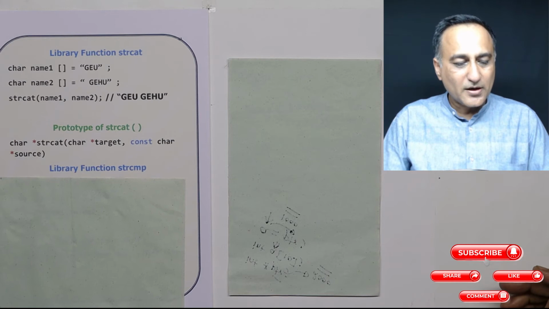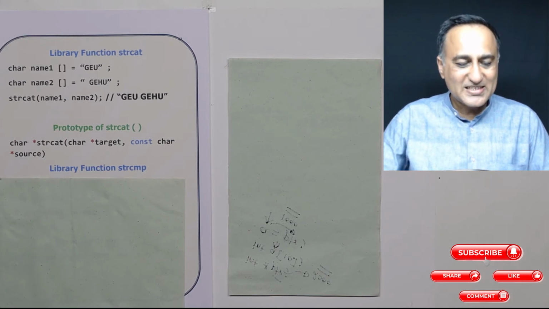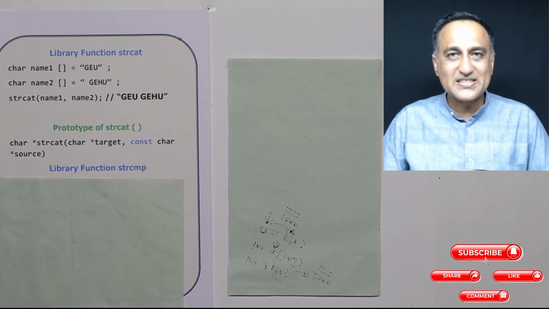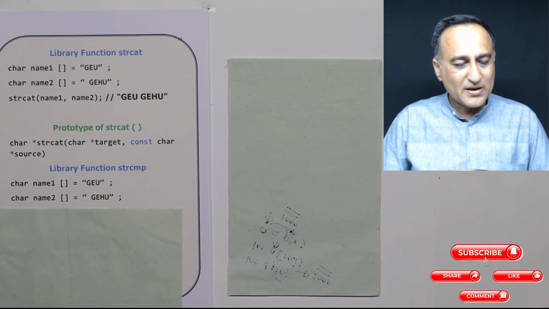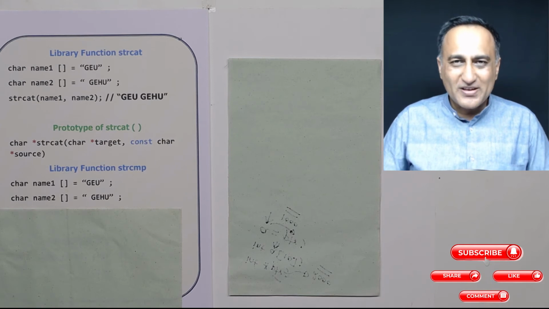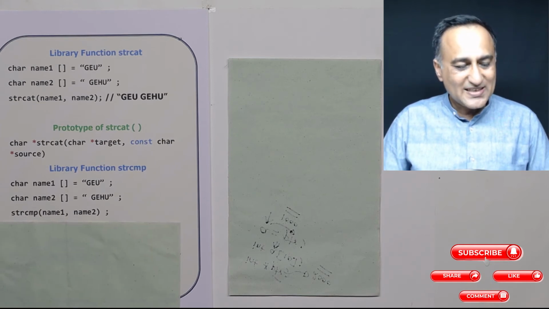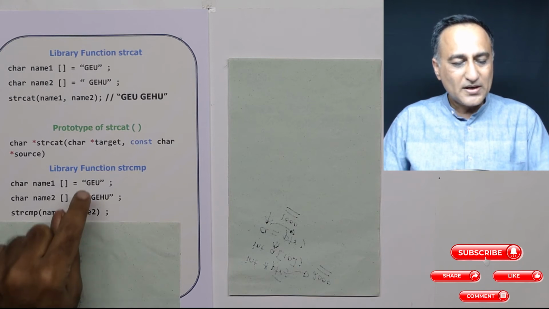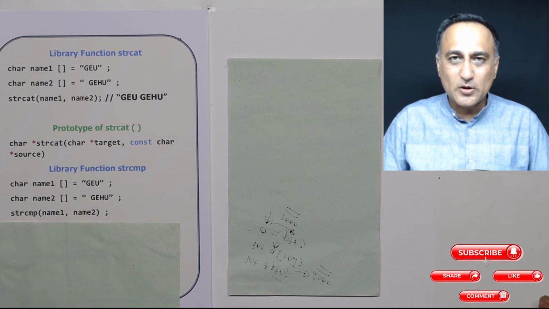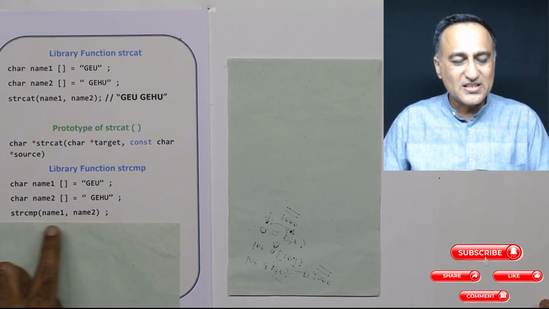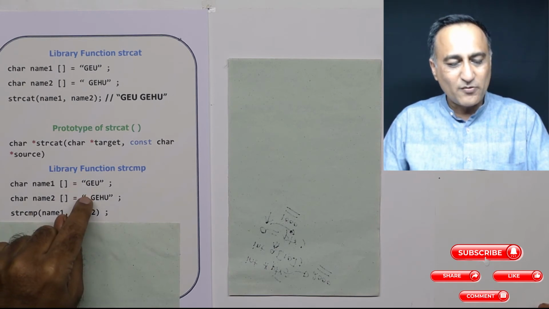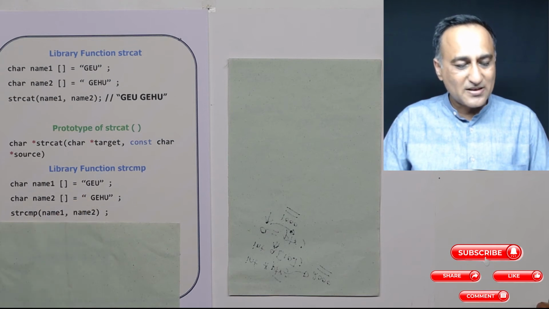Now let's continue to take a look at one more library function, strcmp. If you want to compare two strings, the library function you will use is strcmp. So let's say name1 is GEU, name2 is double quotes space GEHU. Obviously these two things are different. So when I say strcmp(name1, name2), the G is going to be compared with space. Since G and space are different, it will immediately stop the comparison and say those two strings are not equal. The comparison happens by comparing the ASCII value of G with the ASCII value of space. So that's how the comparison really proceeds.